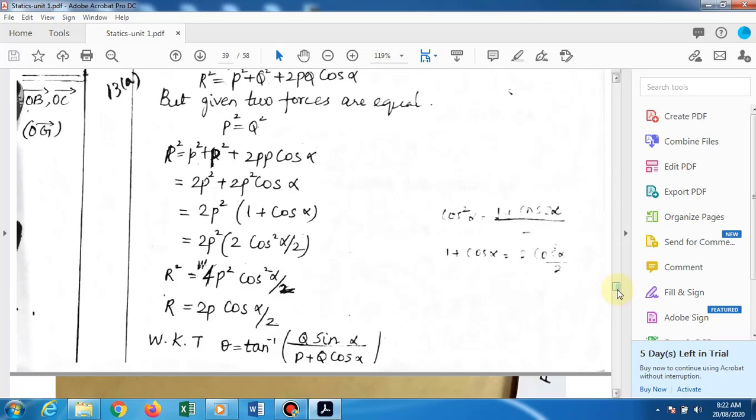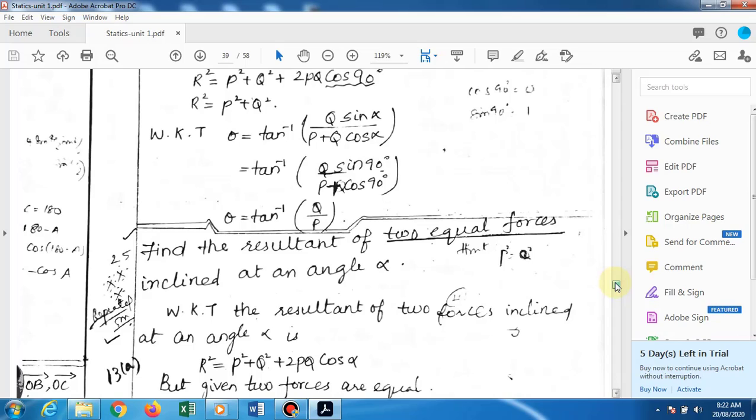Then you go for the next problem. Find the resultant of two equal forces inclined at an angle alpha. This is an important question. Two equal forces means P square is equal to Q square, so P is equal to Q.